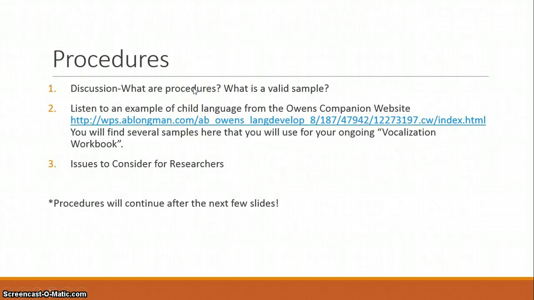If you look at this, you'll see the link to the Owen's Companion website, and I urge you to go check that out. It's going to be a big part of our course. There is a section of the website called Vocalization. We're going to do a vocalization workbook in this course, and you're going to have 5 samples total. One of those samples is going to come from somebody you know or have access to, a neighbor, nephew, niece, whatever, and you're going to provide some data and some research-based data on that child. And we're also going to discuss issues to consider for researchers.